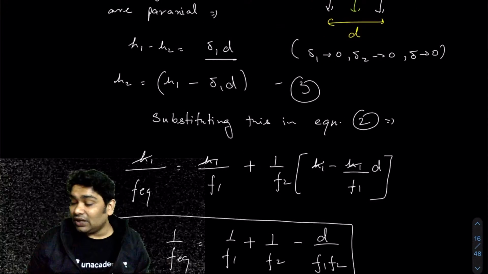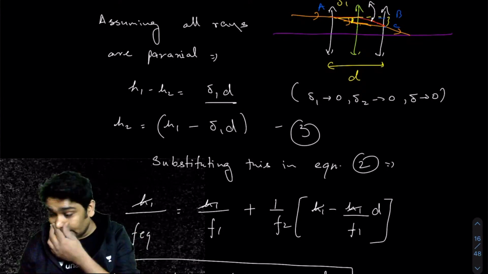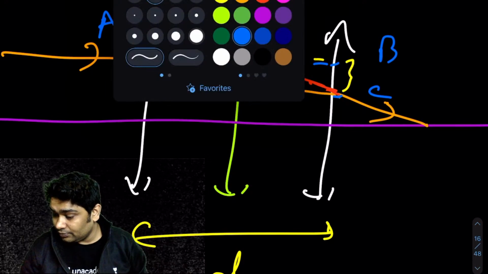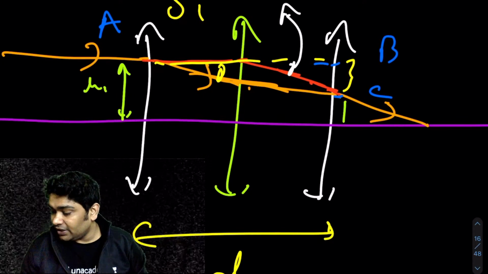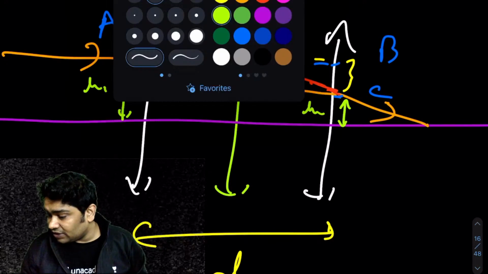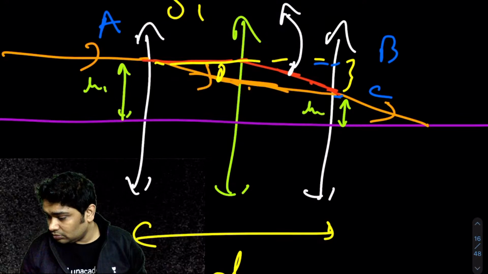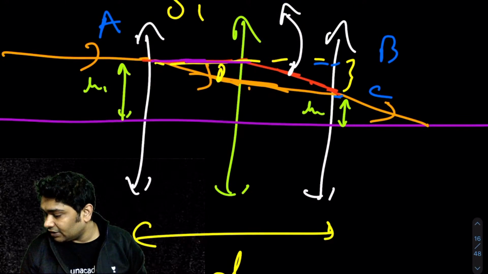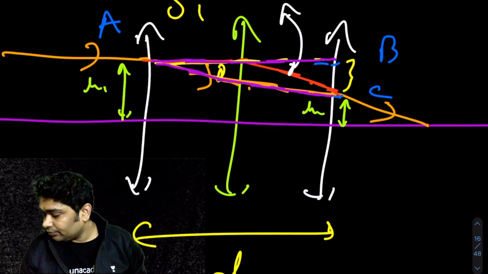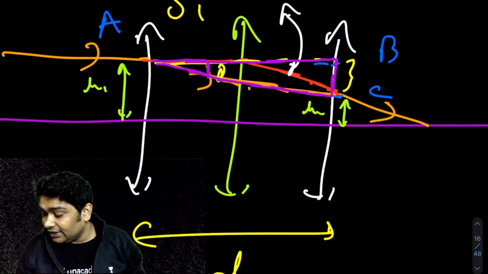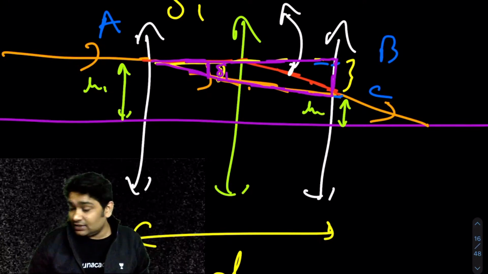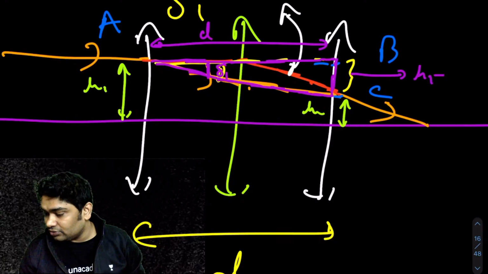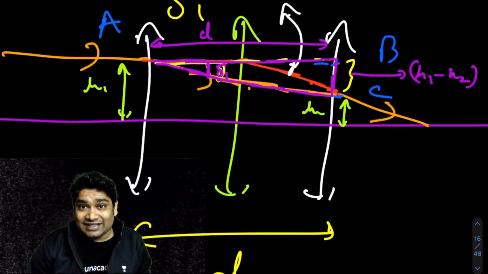Then what we did was we assumed that all rays were paraxial. If I take a look at this triangle, this one was my H1 and this one was my H2. Focusing on this particular triangle, this angle is delta 1, this side AB was D, and this side was nothing but H1 minus H2. So I can say that H1 minus H2 over D is nothing but tan of delta 1.